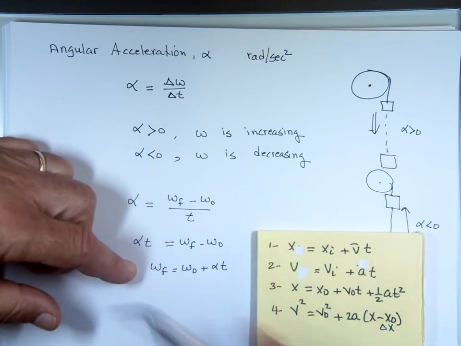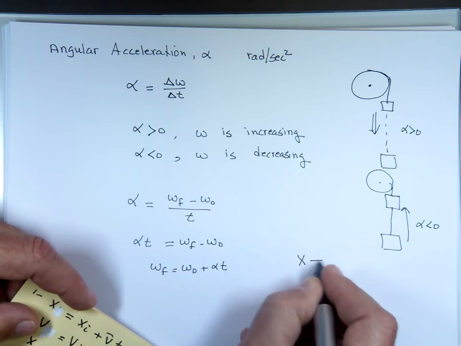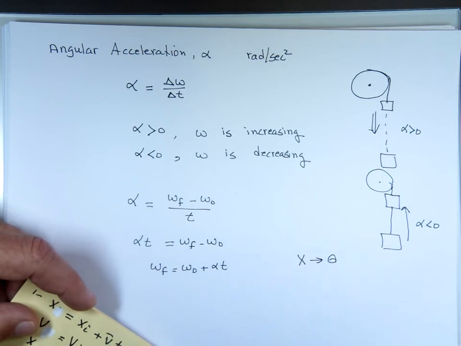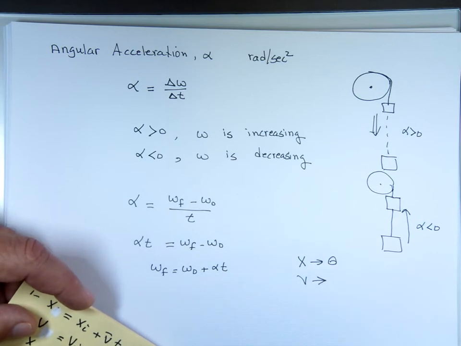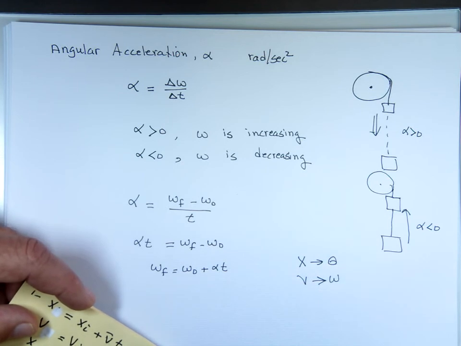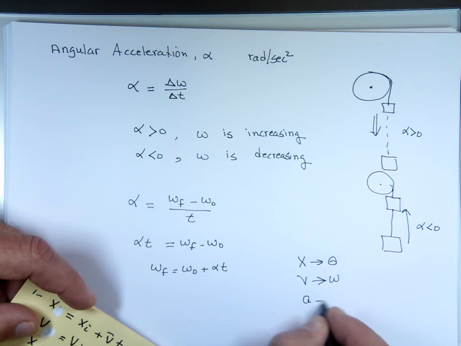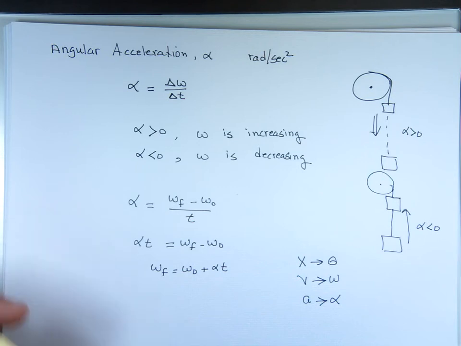The only thing I'm going to do, every time I see x, I'm going to take it out and replace it with theta. Because when things are spinning, for distance we use what? Theta, not x. For speed, we don't use v for velocity. When things are turning, what do we use? W. And when you have an acceleration when things are turning, we use alpha. If you make the changes, we can take these 4 equations now. I'm going to put them on the next one.